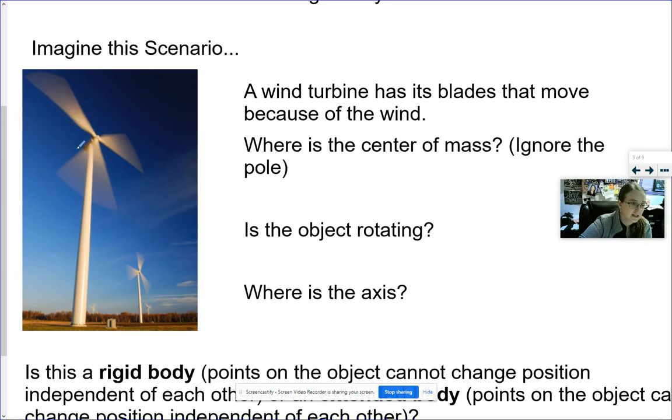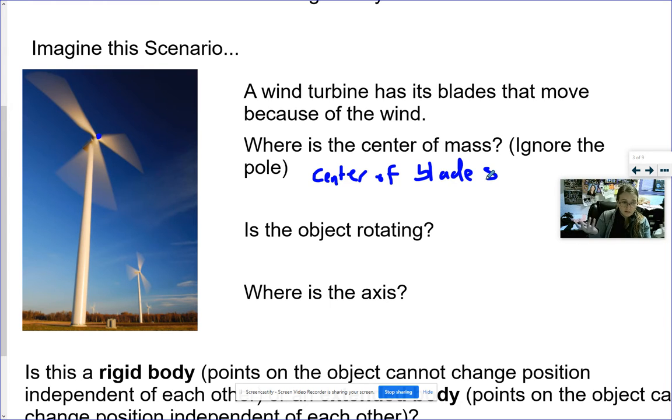So looking at this turbine, the center of mass is basically, if we're ignoring the pole, going to be where the rotation is occurring. So where is the center of mass? Well, it's right there at the center of the blades. That's its center of mass. It's all concentrated right there. The rest of the mass is kind of going around it.